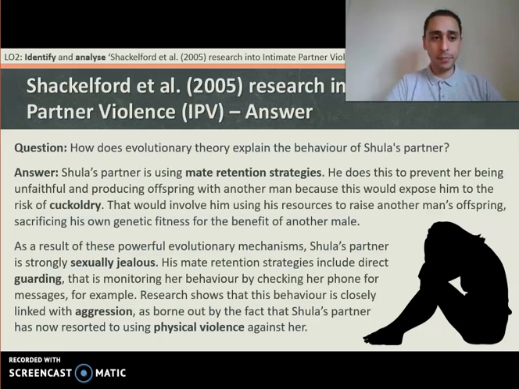As a result of these sexual evolutionary mechanisms, Shula's partner is strongly sexually jealous. I'm not really jealous myself, but some men can be, and you'd understand it through the evolutionary perspective. His mate retention strategies include direct guarding. That is monitoring her behavior by checking her phone for messages, for example. Research shows that this behavior is closely linked with aggression, of course, as borne out of the fact that Shula's partner has now resorted to using physical violence against her.